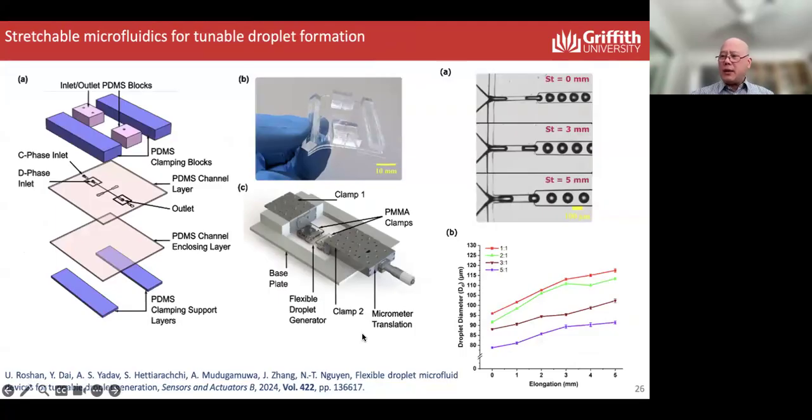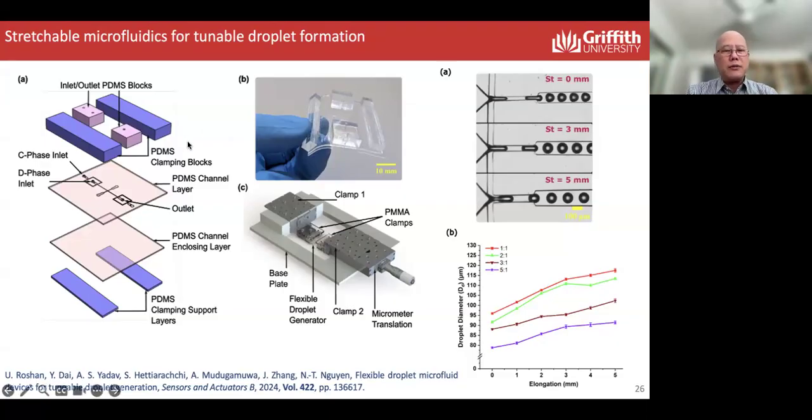Right, so next one, applying the same concept to conventional droplet-based microfluidics. For droplet formation, we need to adjust the flow rate, we need to adjust the channel geometry to get the right size of the droplets and also the frequency, how the droplets are formed. And instead of changing all the geometry, now we just need to stretch it, to change the geometry by stretching.